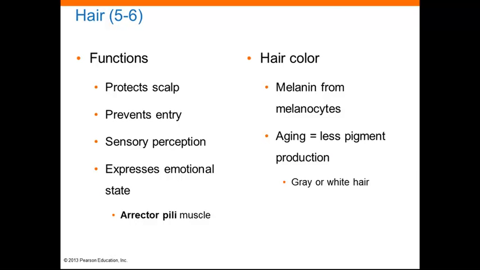So the hair has a number of very important functions. It protects the scalp. It prevents the entry of foreign particles into the nose, eyes, and ears. It prevents injury via sensory perception, and it expresses emotional state. For example, your hair standing up due to contraction of the erector pili muscles. The hair color differences are due to the type and amount of melanin from melanocytes. And aging can result in less pigment production, causing the hair to grow gray or white.